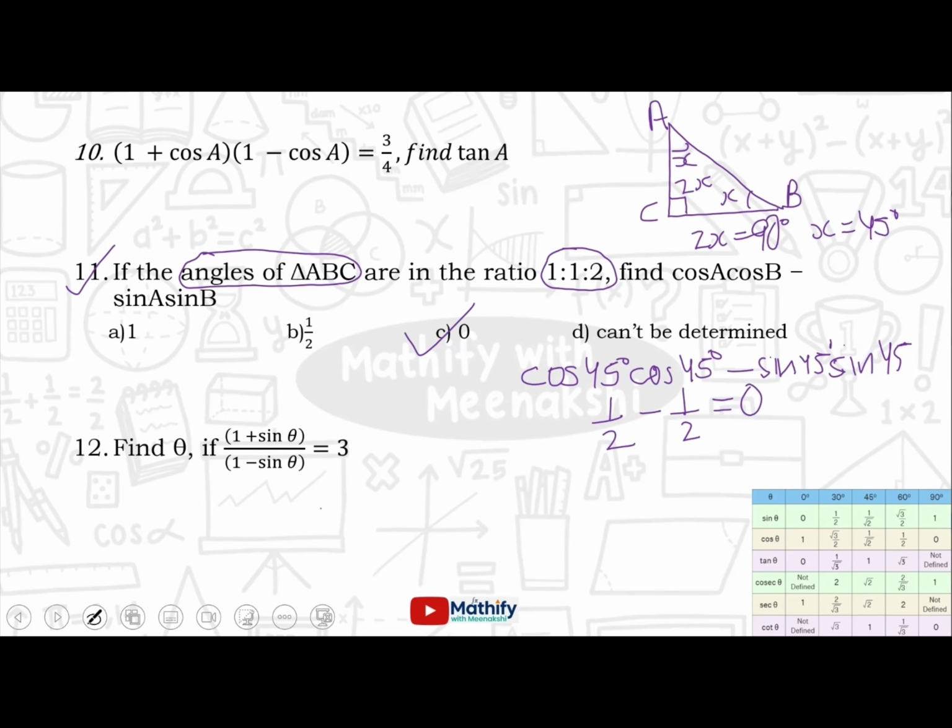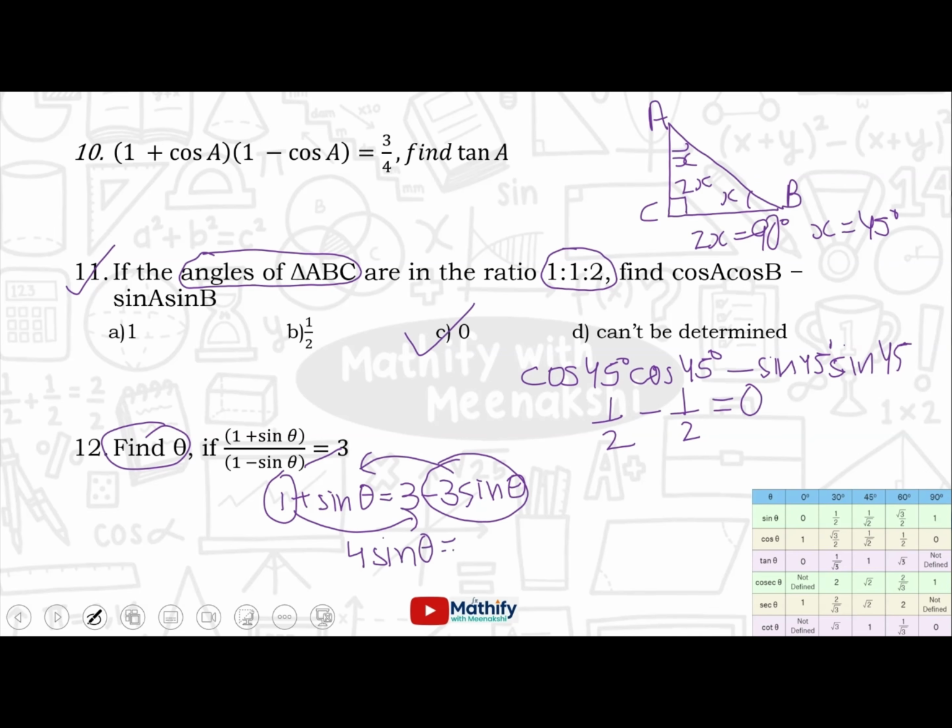In 12th question it's given that 1 plus sine theta upon 1 minus sine theta is equal to 3. You have to find theta. Let's do cross multiplication. I will write 1 plus sine theta is equal to 3 minus 3 sine theta. Now transpose 3 sine theta to this side and 1 to right side. So we get 3 sine theta plus sine theta, that is 4 sine theta is equal to 3 minus 1, that is 2. That means your sine theta is 2 by 4. And when you will cut 2 by 4, you will get 1 by 2. Now when is your sine theta half? At 30 degree. That means your theta is 30 degree.